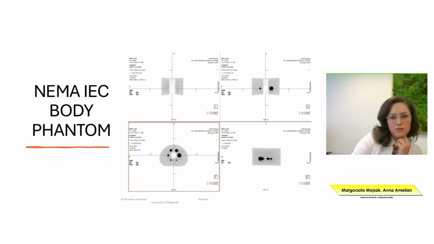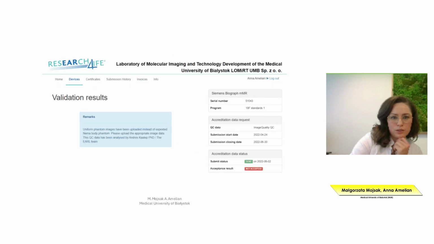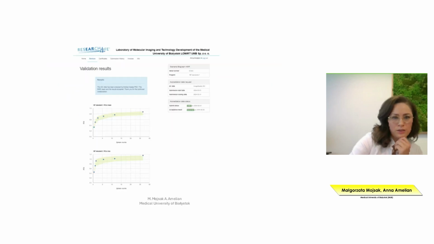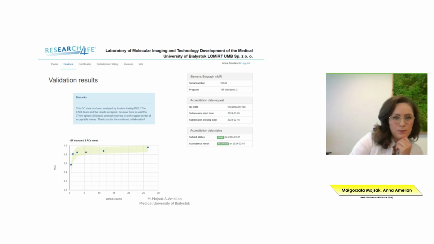This is the NEMA body phantom. So this is the central part. This is the lung tissue. Here you can see the spheres. So the isotope has been provided, and the background. We have to make sure that there are no air bubbles in the phantom, because they would affect the results.